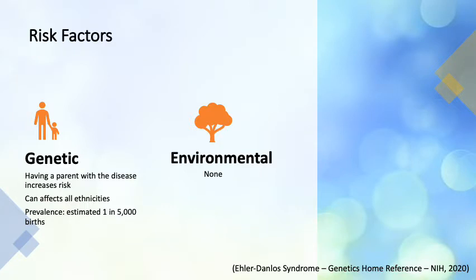There are no known risk factors for Ehlers-Danlos syndrome. As mentioned before, having parents affected with the mutated gene increases the chance of inheritance, although half of all cases are new mutations. The condition can affect all ethnicities, and there are no known environmental risk factors associated with the condition. The prevalence is estimated at 1 in 5,000 births.